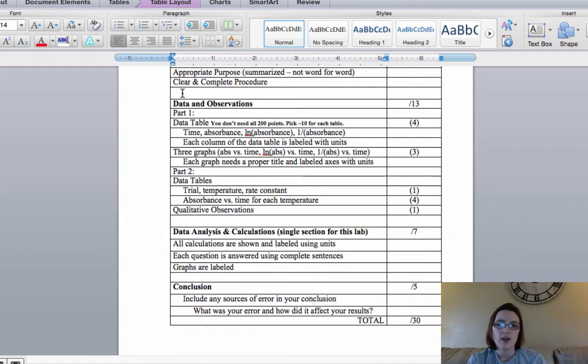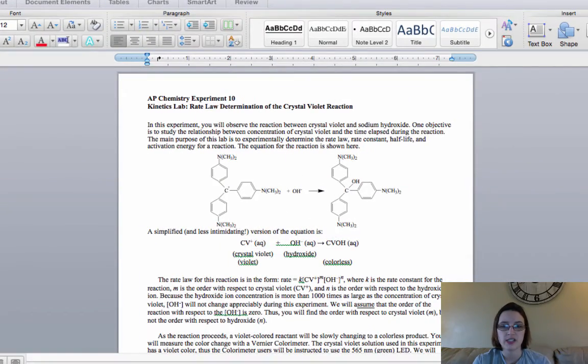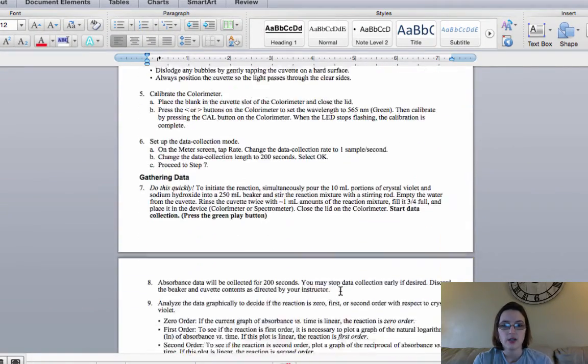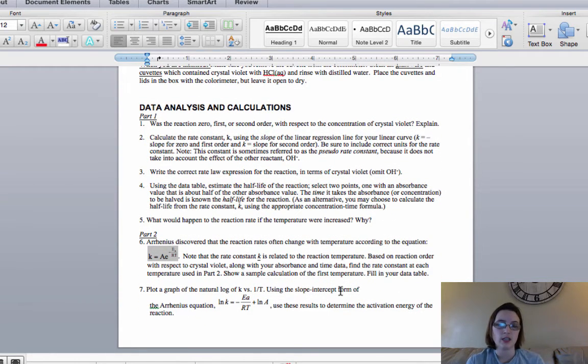Then you have data analysis and calculations. That's all one section. So when it comes to data analysis and calculations, if we look at that section in the lab, you have questions specific to part 1 and questions specific to part 2. I think that the first question everybody pretty much answered based on what the order was. Keep in mind whatever the order of the reaction was at the beginning, that's going to be the order throughout.